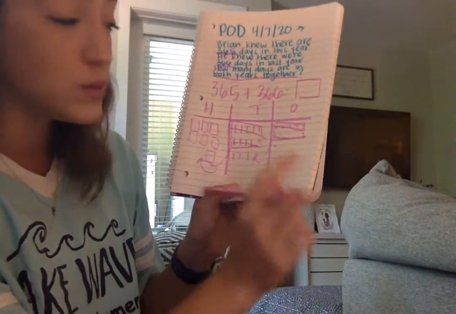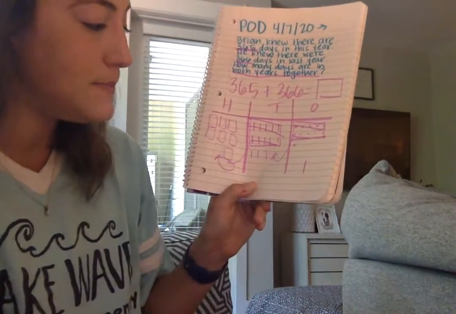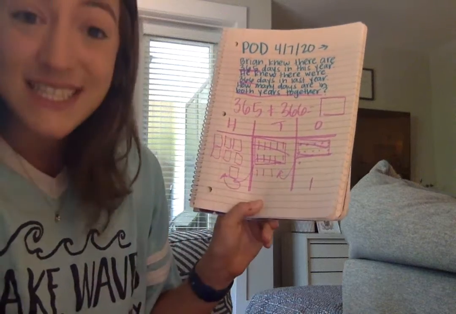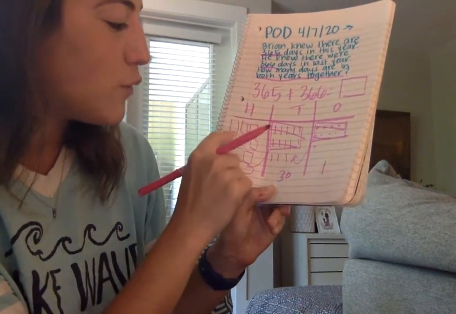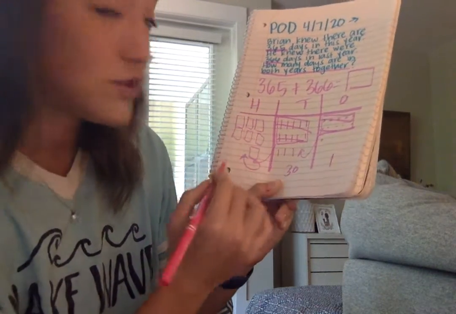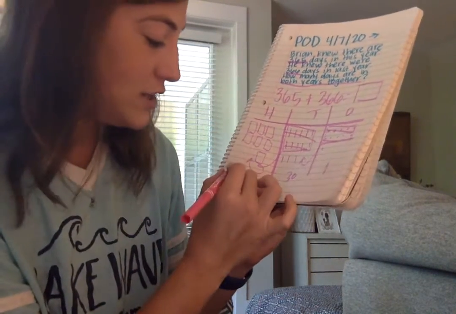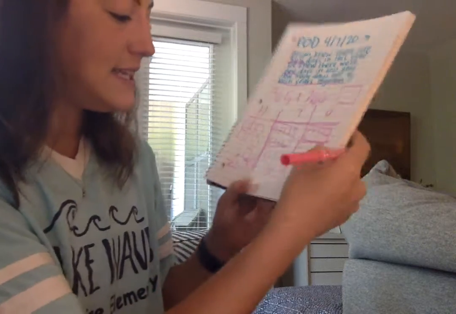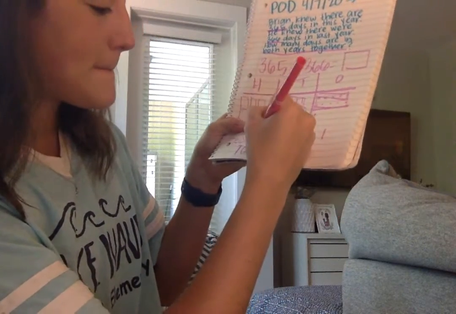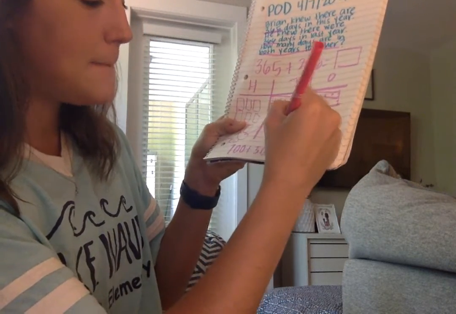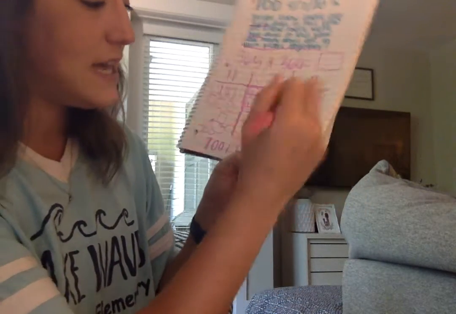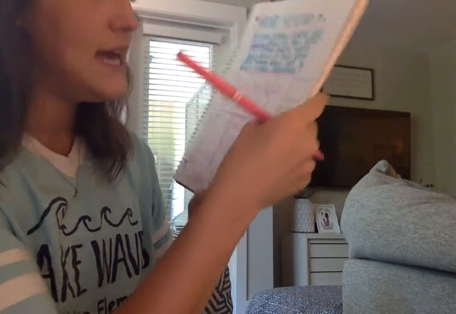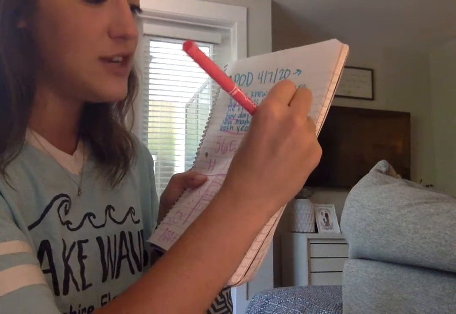So I see that there is 1 one. I see there's 1, 2, 3 tens. I know that 3 tens is 30. And I see 1, 2, 3, 4, 5, 6, 7 hundreds. And I know that 7 hundreds is 700. So I see 700 plus 30 plus 1. I know that 700 plus 30 plus 1 is 731. And I know that I have 731.